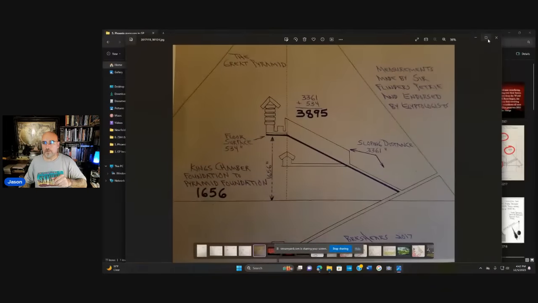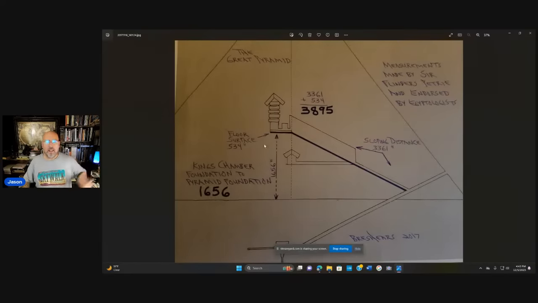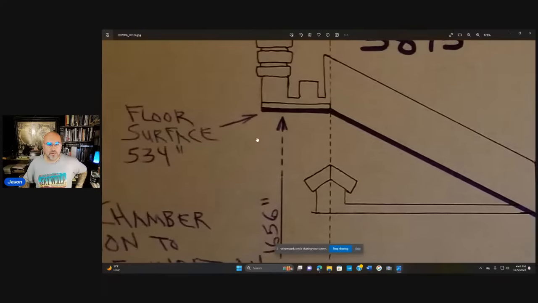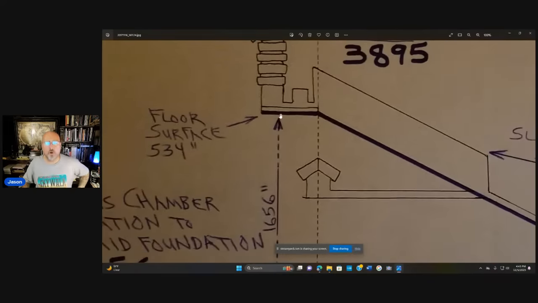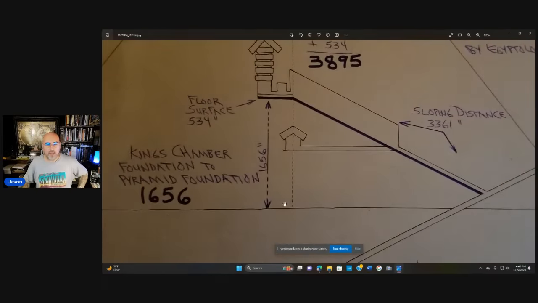I'm still trying to get through these deals. So look at this. You can't make this stuff up. If you take the length right here of the King's Chamber floor slab, it is 534 surface inches, floor surface inches. I've showed this. And it's exactly 138 feet above the foundation of the pyramid. You can't make this stuff up.